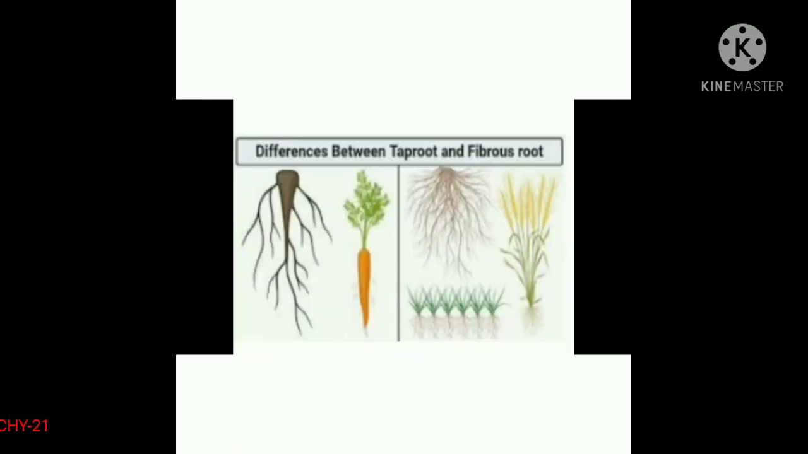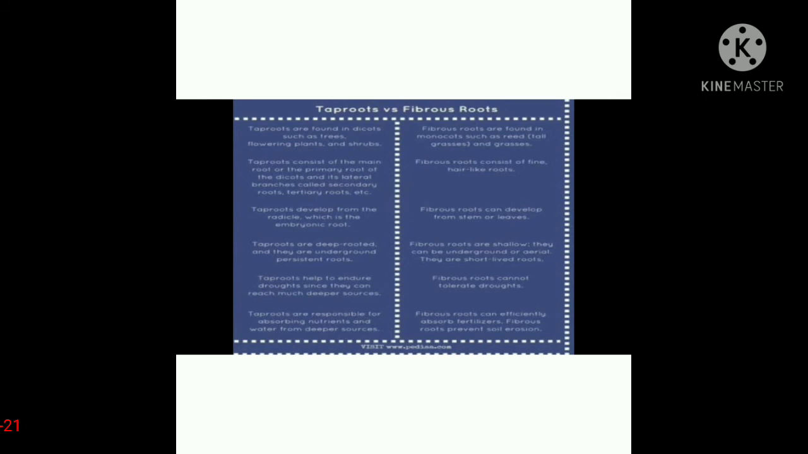Difference between taproot and fibrous root. Taproots are found in dicots such as trees, flowering plants and shrubs. Fibrous roots are found in monocots such as reed and grasses. Taproots consist of the main root or the primary root of the dicots and its lateral branches called secondary roots, tertiary roots. Fibrous roots consist of fine hair-like roots.